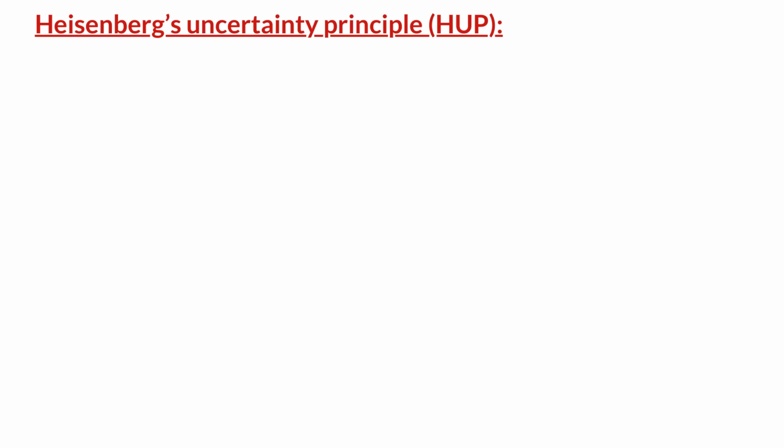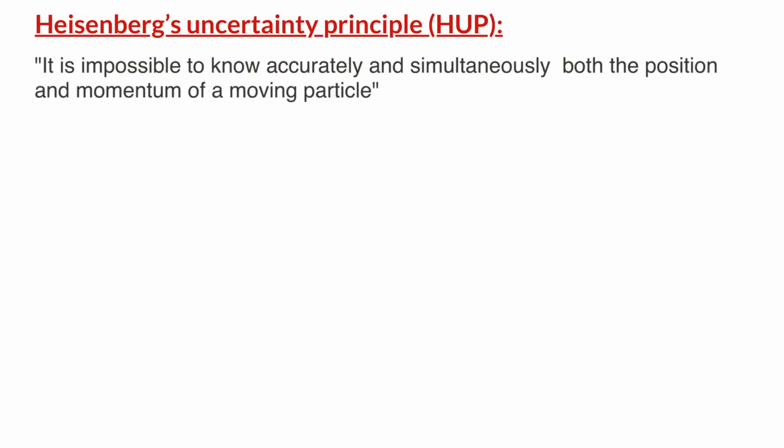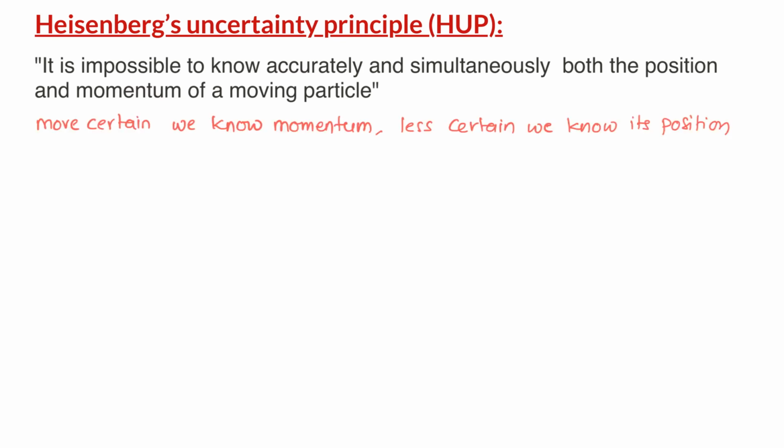Let us start with the definition first. Heisenberg's uncertainty principle states that it is impossible to know accurately and simultaneously both the position and momentum of a moving particle. In other words, the more certain you are of an object's momentum, the less certain you are of its position, and vice versa.